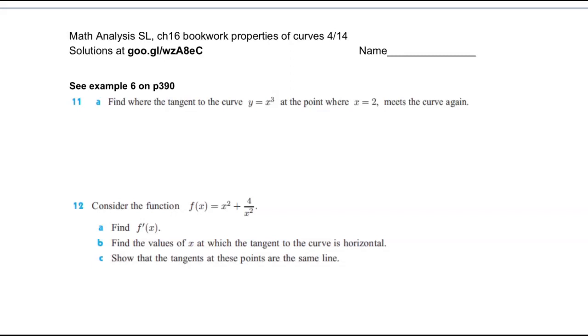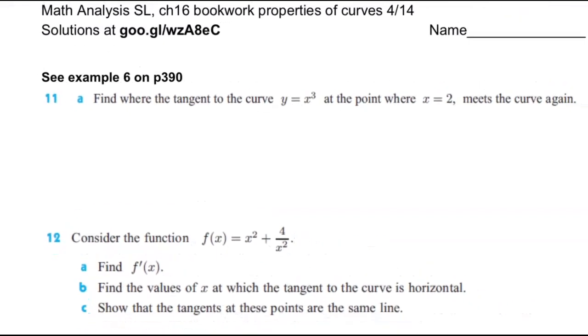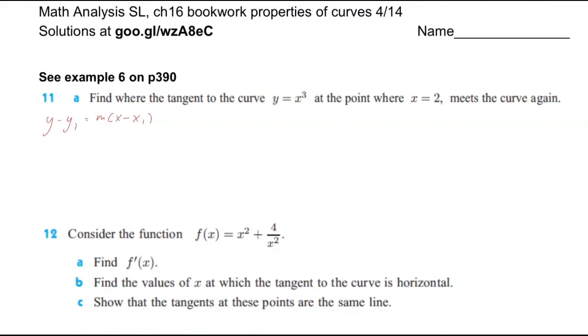So let's do that. We're going to find the tangent line to this function. So we write down the point slope form, and then we're going to find the three ingredients. We're going to find the y1, we're going to find the x1, and the m. Now the x1, they already gave it to us, it's 2. How do we find the y1? We just plug the 2 into the original equation. So 2 cubed is 8, so our y1 is 8.